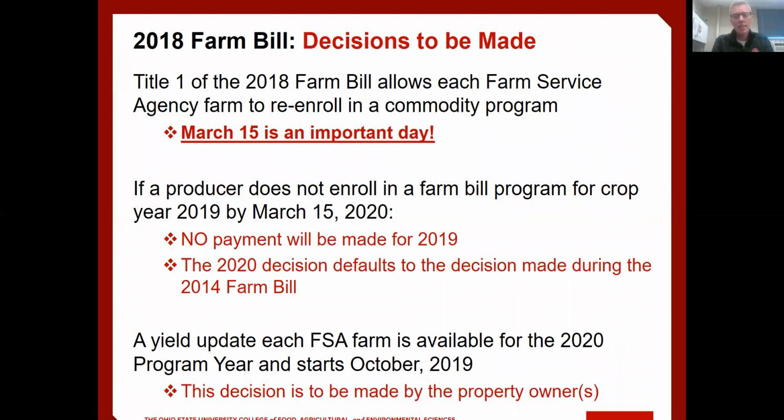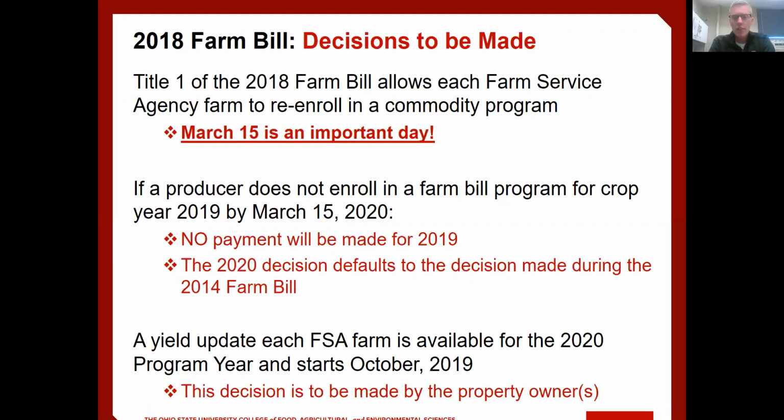So let's talk about the decisions that need to be made by producers based on the 2018 Farm Bill for the ARC County, ARC Individual, and then the Price Loss Coverage or PLC programs. The first one is that this Farm Bill is authorizing a new decision. So in the 2014 Farm Bill, producers were given the choice between those programs, and that decision lasted for 5 years of the Farm Bill. It was a one-time decision for 5 years.